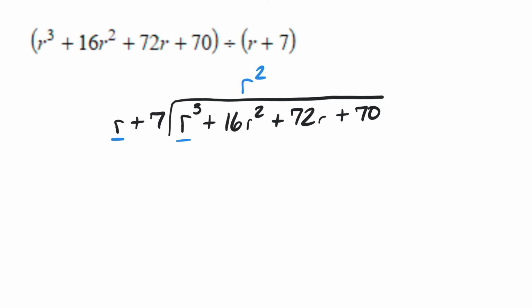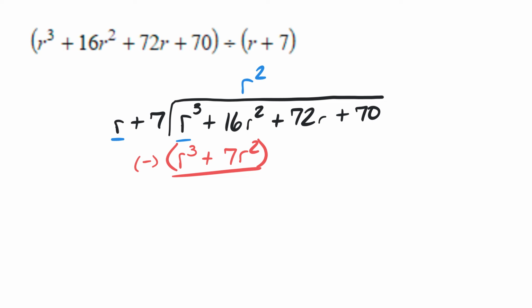So when we do this, the result is going to go below. R squared times R is R cubed. R squared times 7 is 7R squared. This is an understood subtraction. I do think it's a good idea for you to put these in parentheses to remind yourself that we are subtracting both of these terms.